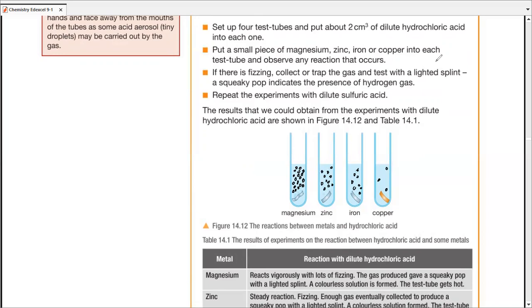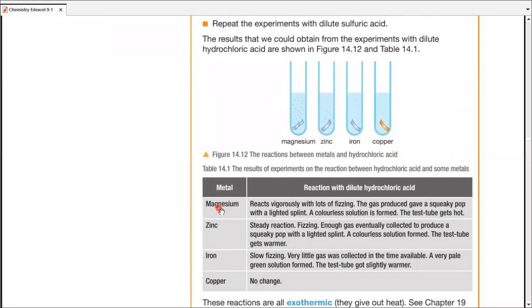Okay, let's compare the text we have at the bottom of the diagram. So if we talk about magnesium, what you're going to observe is that it reacts vigorously with a lot of fizzing. A good amount of gas is produced. It gives you a squeaky pop with a lighted splint. A colorless solution is formed. The test tube gets hot.